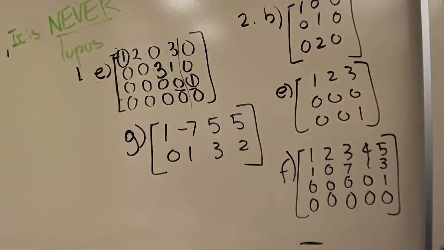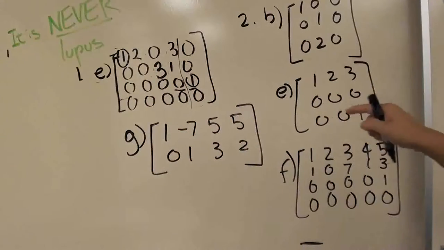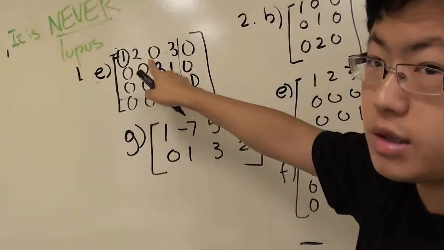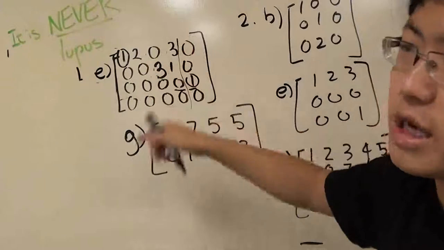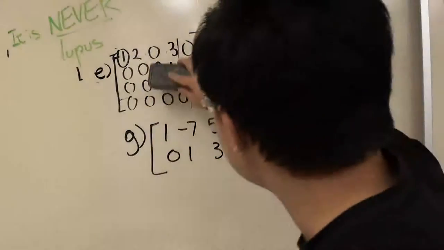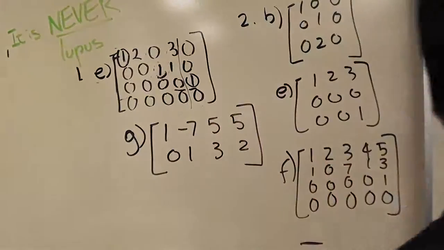However, if we were talking about whether it's reduced or not, remember what the rule says? The leading entries all have to be 1. This is a leading entry, but it's not 1. So that's why it's not reduced. Now, we can use elimination to reduce it, of course, and we'll talk more about that. But that's essentially the idea. So fixing this back before I get confused.